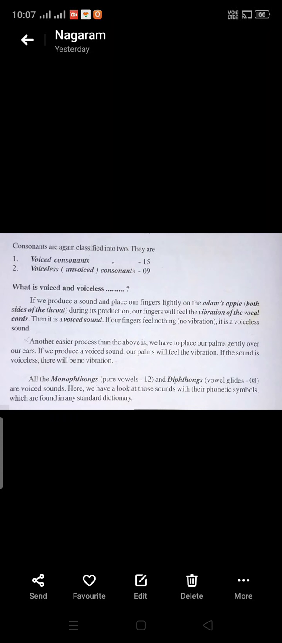They are divided into voiced consonants and voiceless consonants. Voiced consonant sounds are 15. Voiceless consonant sounds are 9. Do you know what is voiced or voiceless? If we produce a sound and place our fingers lightly on the Adam's apple, both sides of the throat, during its production, our fingers will feel the vibration of the vocal cords. Then it is a voiced sound.